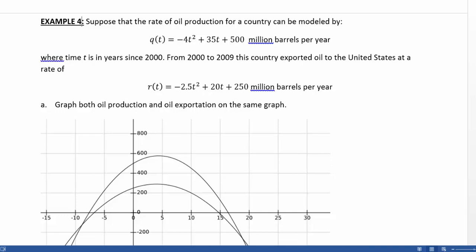I'm going to label these, and I know that my Q of t should cross through the y-axis at 500 because when time equals 0, my Q value, or my dependent value, is 500 from this constant, the intercept. So this top function is my Q of t, and the bottom function is my R of t. So again, the top function is going to be how much I produce, and my bottom function is how much I export. Let's do some other analysis here.